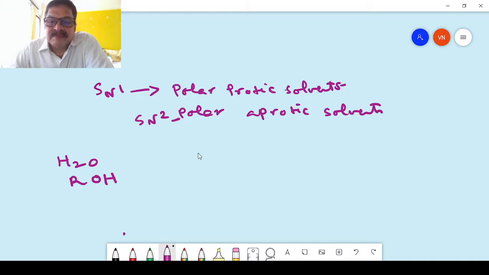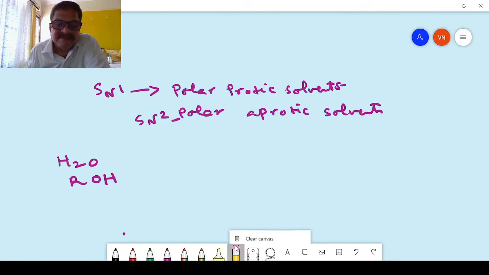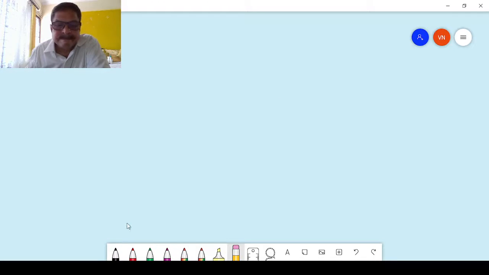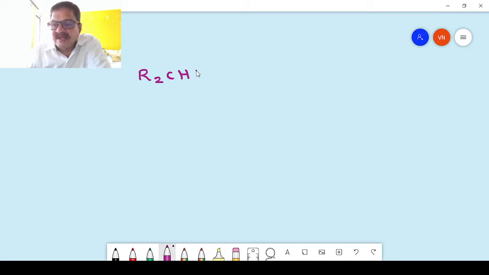Therefore, polar aprotic solvents are especially good for SN2 reactions. Correct? Now let us see the interesting aspect of it before I conclude. In the case of a secondary alkyl halide, say we have R2CHX, a secondary alkyl halide here.